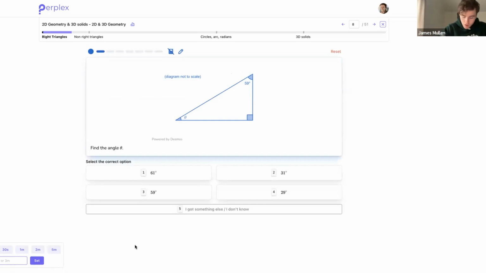All right, so if I know that all the angles in this triangle add up to 180 degrees, then I use the fact that the right angle is 90 degrees, and I write 90 degrees plus 59 degrees plus theta is equal to 180 degrees. All right, I'm going to cancel 90 on both sides. 59 degrees plus theta is equal to 90, and therefore theta is equal to 90 minus 59, and that's 31 degrees. Okay, option 2.